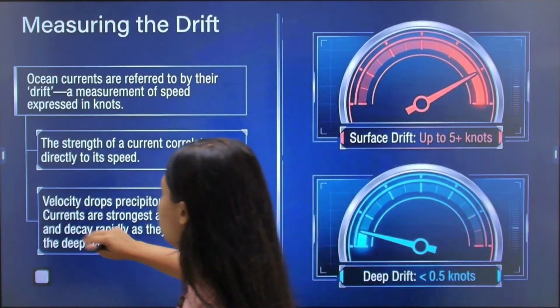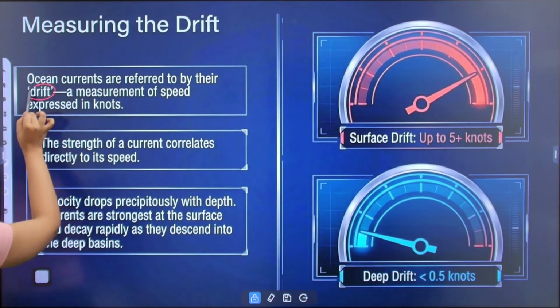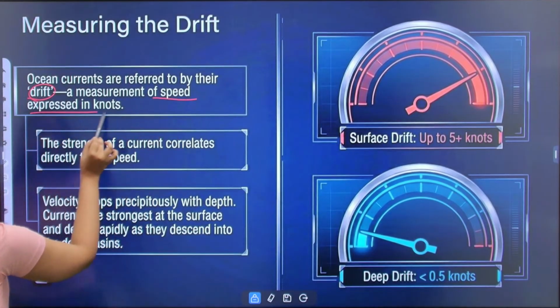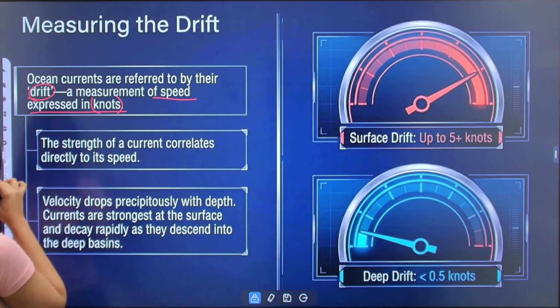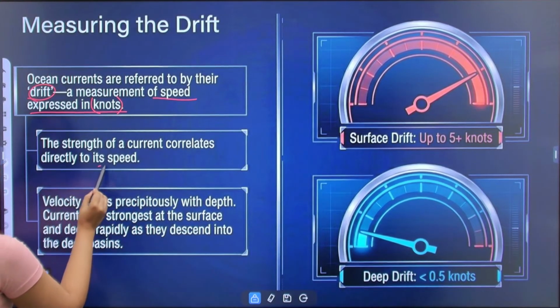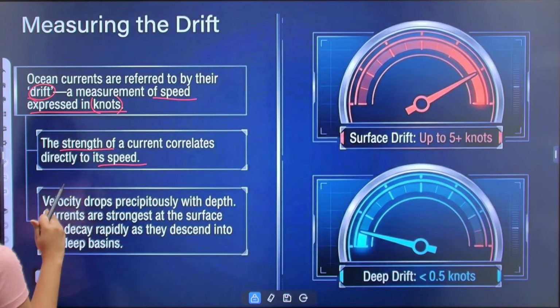Okay, measuring the drift. There is something called a drift. Ocean currents are referred to by their drift. What does this word mean? It is a measurement of speed expressed in knots. Speed of the ocean currents. Strength of a current correlates directly to its speed. If the speed is more, its strength is more. Speed is less, strength is less.